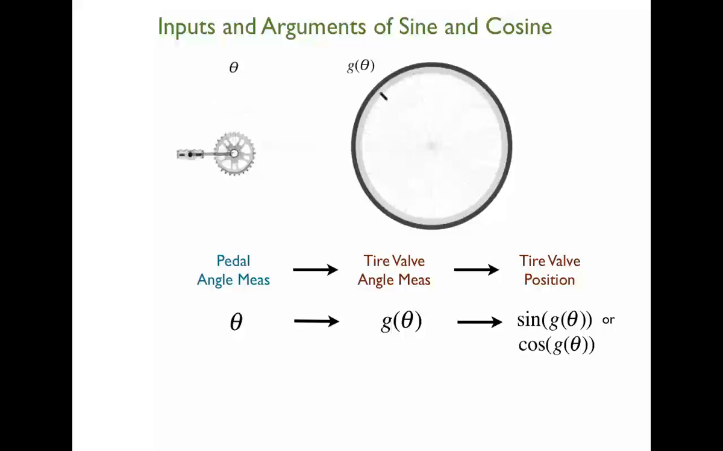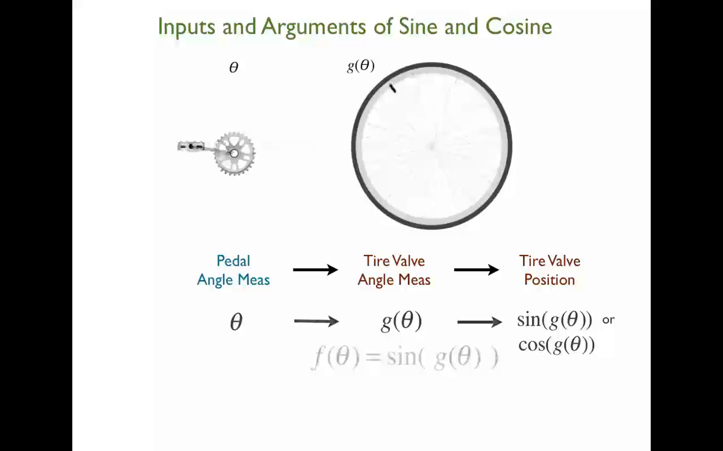So what idea here that we did about a month, 6 weeks ago, is what we're really talking about? What's going on here? What idea of functions is this about? Composition. He said composition. Is it composition? Remember, the output of one function becomes the input of another. That's exactly right. So the output of this function is the tire valve angle, and we're going to put that in sine or cosine to get tire valve position.